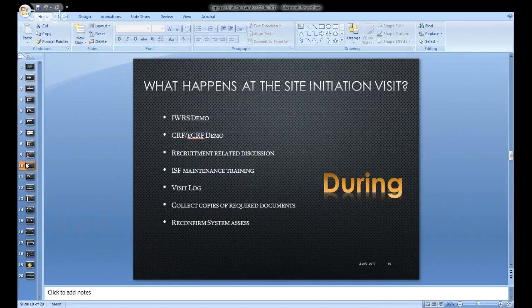Reconfirm system access. So once the training and everything is done, just reconfirm before you leave the site that the accesses are good to go, are received and functional. Because soon we would be having the first patient in after your site initiation visit. And at that point of time, access not happening, or you facing some technical difficulties, should not be a problem.